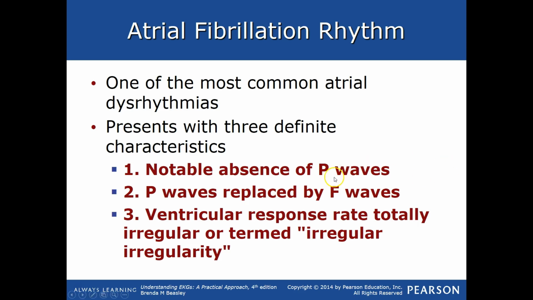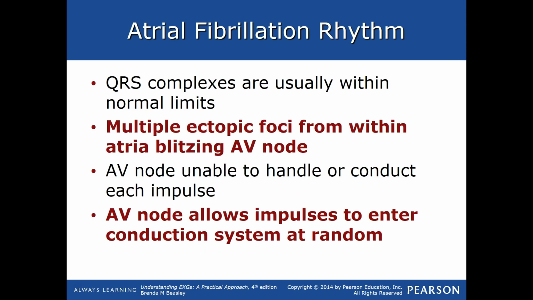So our 3 rules: no P waves, you have fibrillatory waves, and it's irregularly irregular. If you remember those three things, atrial fib will never get you. So the QRSs are normally within normal limits. Multiple ectopic foci from within the atria are blitzing the AV node. So the atria is fibrillating, much like when we think about ventricular fibrillation, and it's just quivering, sending out all of these little impulses, all these little blasts, trying to work properly, but it won't.